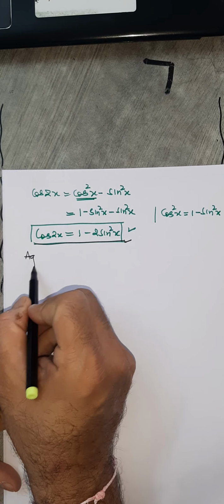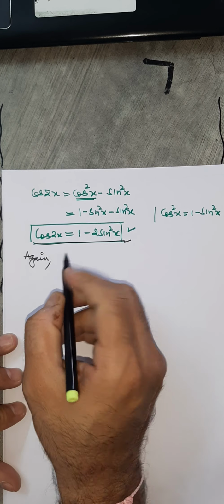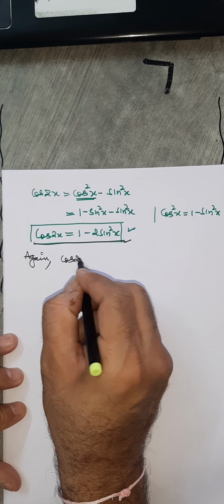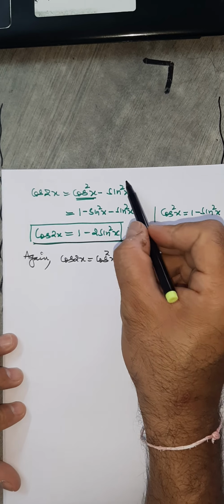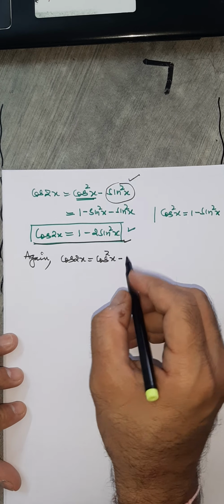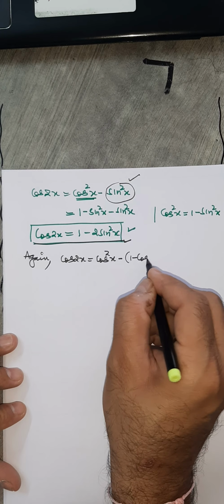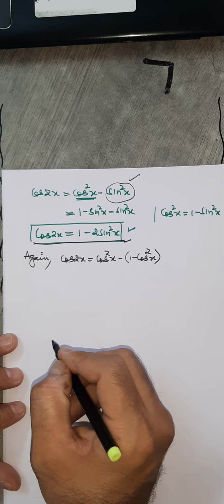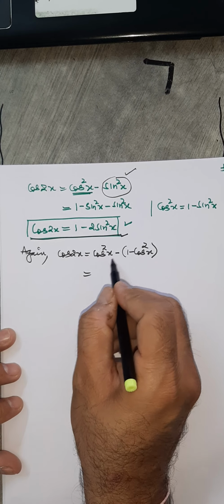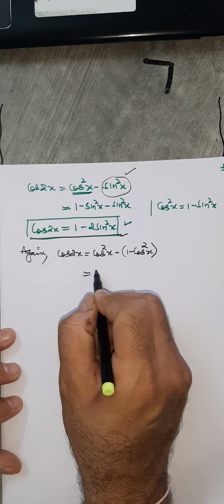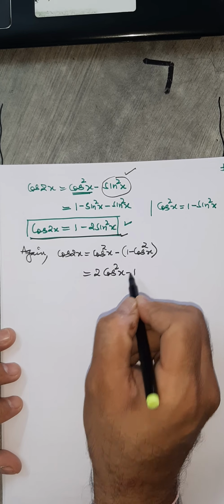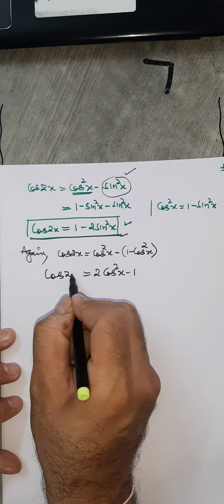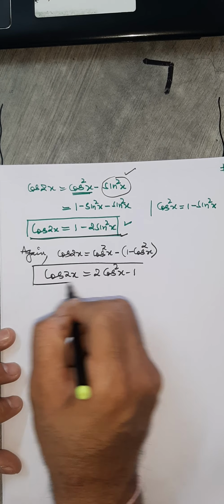Again, I'll start with cos 2x equals cos square x minus sin square x. In place of sin square, I'll write 1 minus cos square x, so I'm converting it in the form of cos. If I open the bracket, this becomes cos square plus cos square, twice cos square x minus 1. So this is the second formula for cos 2x.